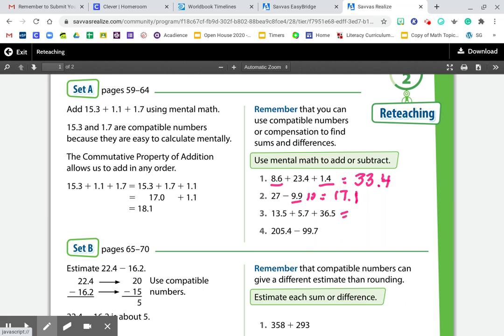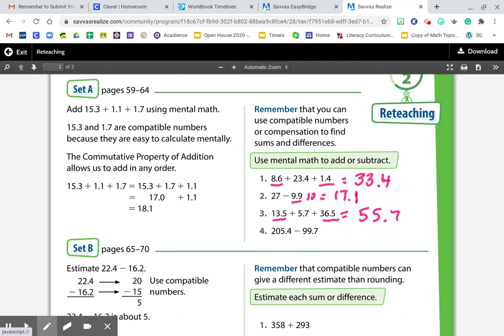13.5 plus 5.7 plus 36.5. I would probably put these two guys together because I know 5/10 and 5/10 equals 1. And I also know 37 plus 13 would equal 50. And then I would just have to add the 5.7. So I would get 55.7.